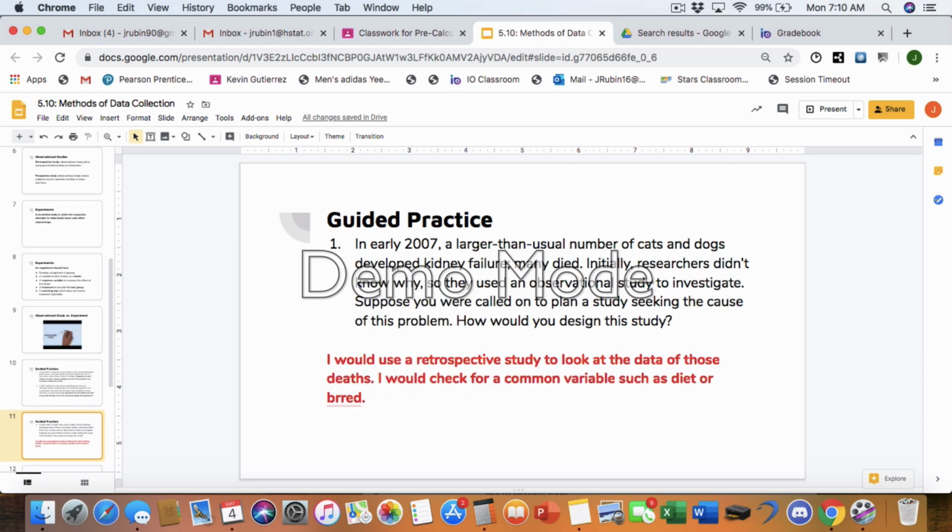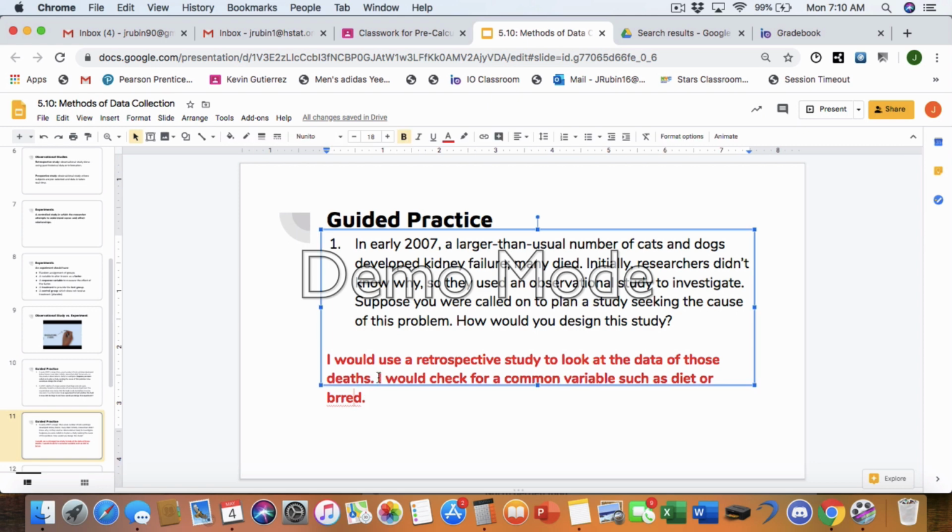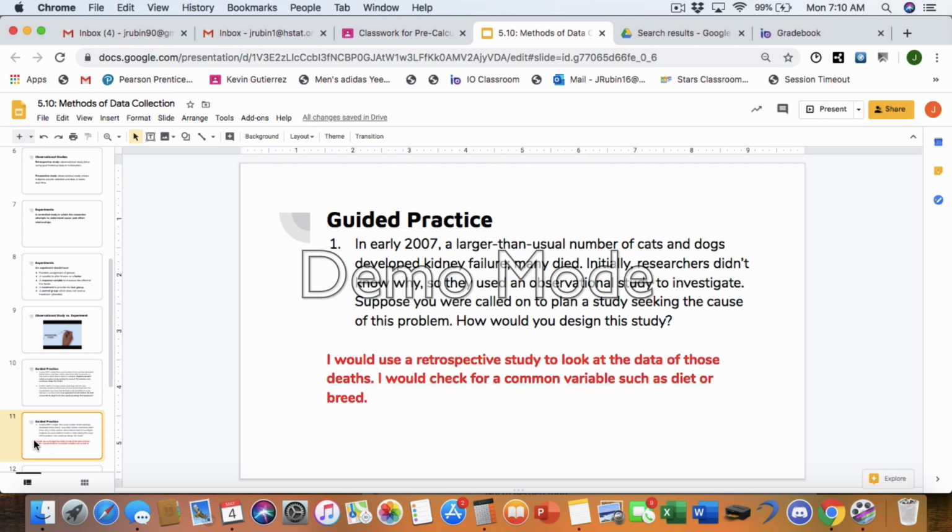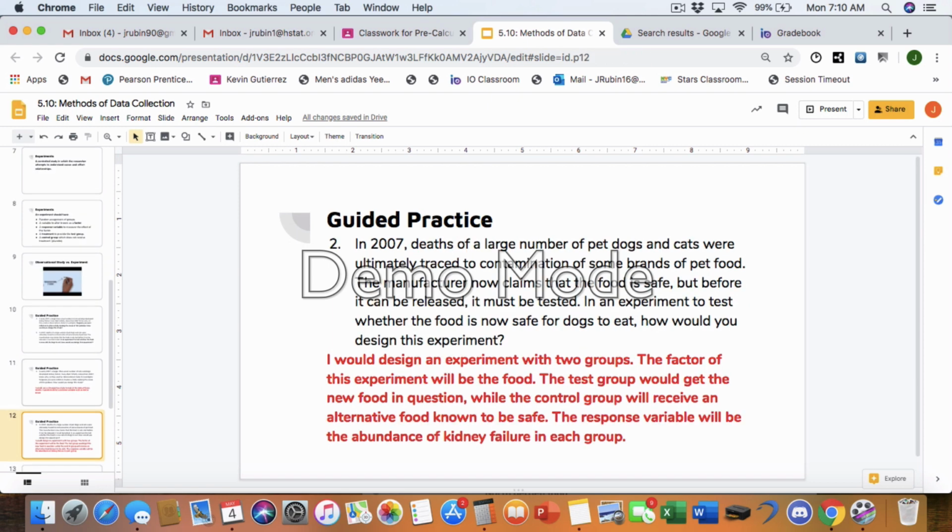Okay, so how would you design this survey? Well, first off, I would use a retrospective study. So I'd be looking at historical data from 2007 to look at those deaths, and then I would check for a common variable. Is there a certain diet that they were all on? Is there a certain breed that they all were? Those are things that I'm going to be looking for to see if there's anything common, if I can make some sort of pattern, if there was some sort of cause and effect.